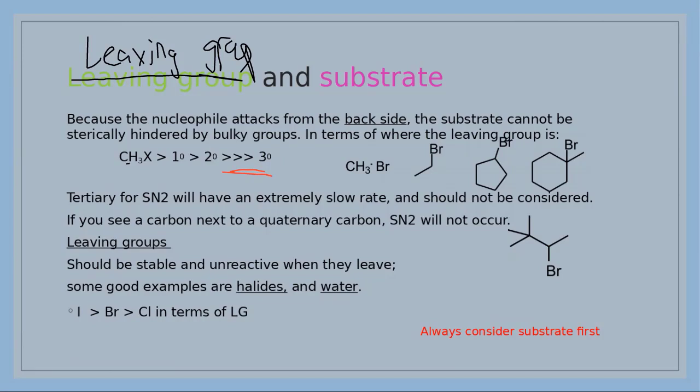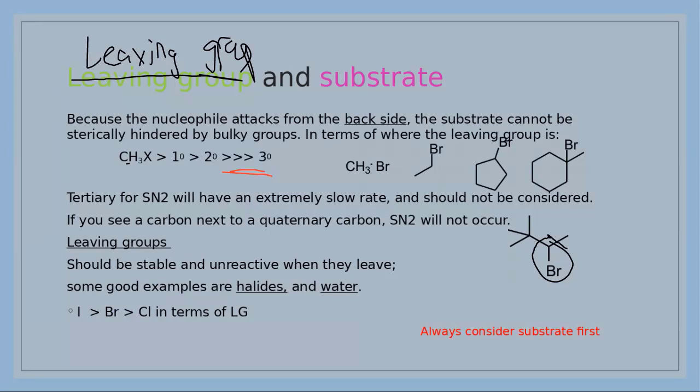So tertiary for SN2 will have an extremely slow rate and should not occur. Now, there's another case where if you see a carbon next to a quaternary carbon, SN2 will definitely not occur. So it's going to be right here. This bromine looks like it's on a secondary position, which should work. However, it's next to a quaternary carbon. Quaternary carbon means it has 4 bonds coming out of it. So 1, 2, 3, 4.